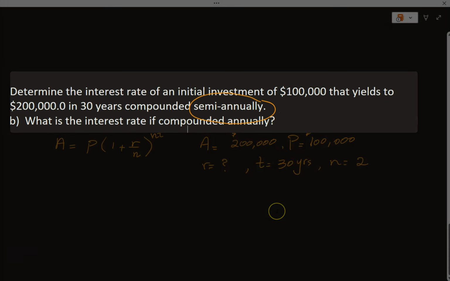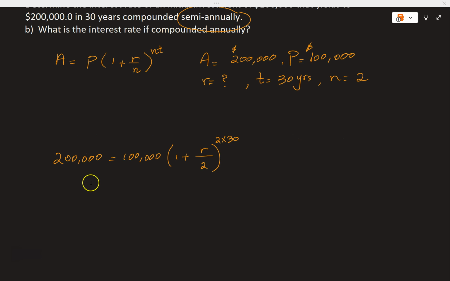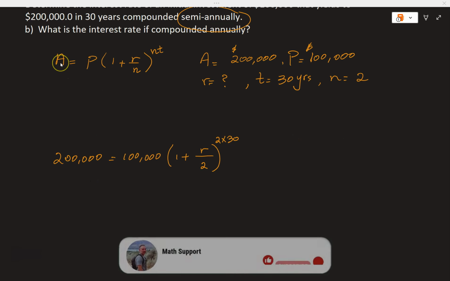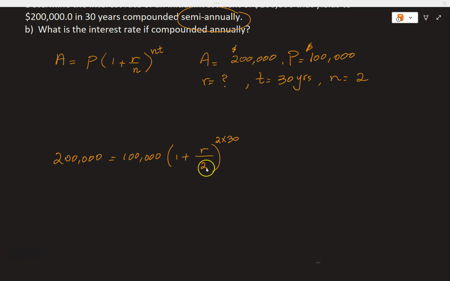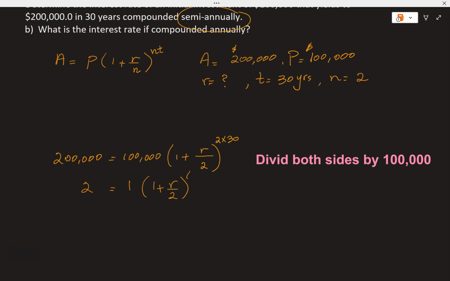Okay, let's plug numbers in and do some math. The first step is 200,000, which is the accumulated amount. We have the initial amount of 100,000, and then 1 plus r we don't know. n is 2, and then 2 times t is 30 years, so 2 times 30. So we're going to polish that again. And to do this, you can right away divide everything by 100,000. So this would be 2 equals 1 plus r over 2, to the power of 60. Okay, you can easily do that.